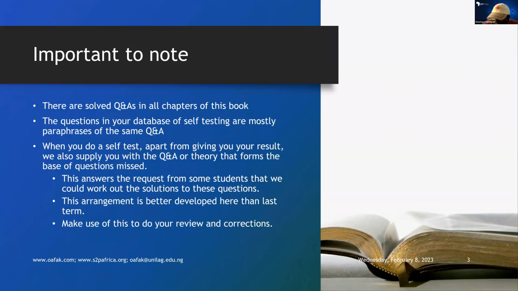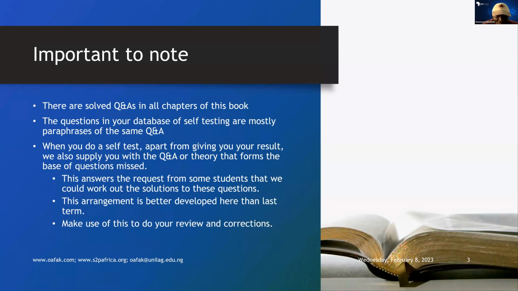If you fail an objective question, we have written the code in such a way that the computer will tell you what particular question you have failed, and what Q&A it was based on. That is to help you go and review that Q&A so that next time, if that question comes up again, you can do it well. When you do a self-test, apart from giving you your result, we also supply you with the Q&A or theory that forms the base of the questions you have missed.